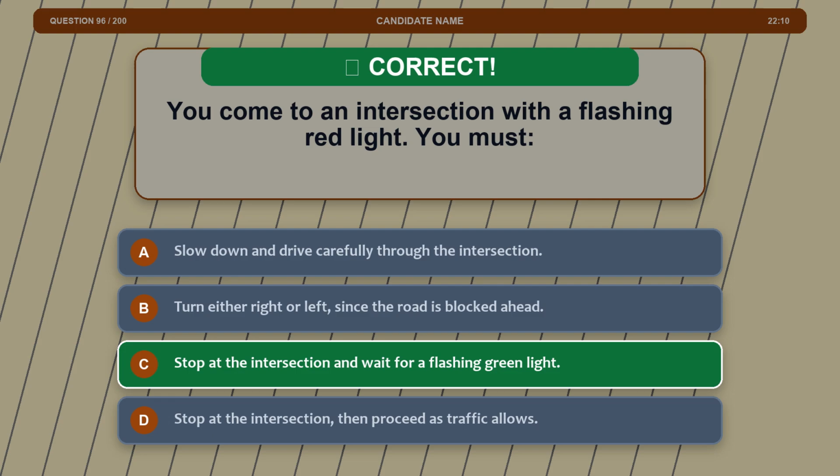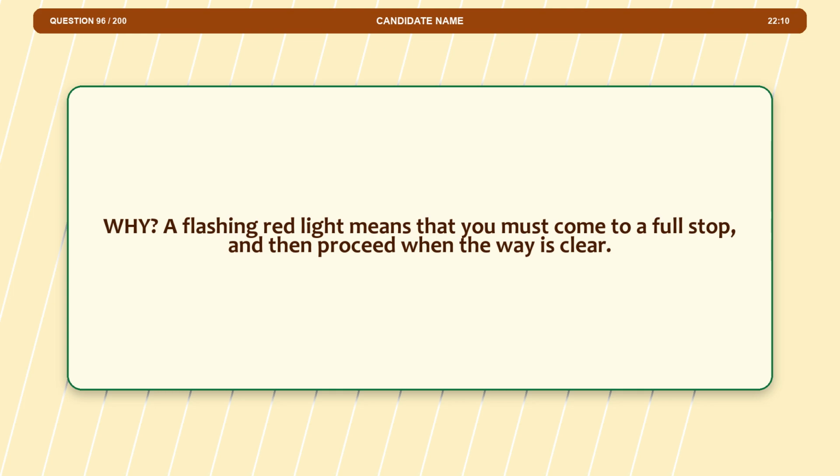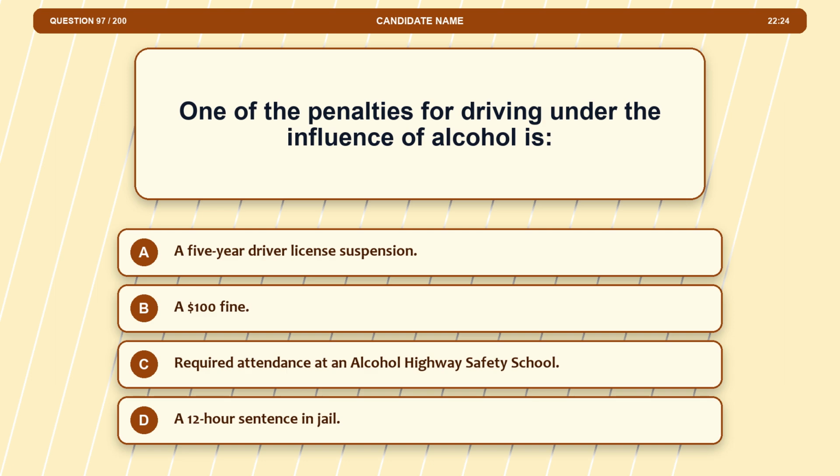The correct answer is option C. Stop at the intersection and wait for a flashing green light. Explanation. A flashing red light means that you must come to a full stop and then proceed when the way is clear.